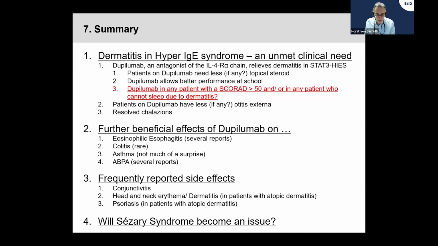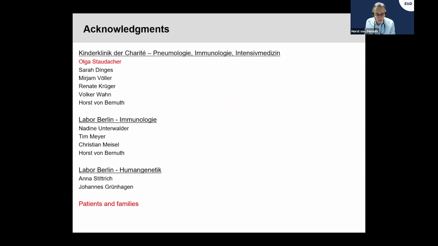There are further beneficial effects of dupilumab which I did not discuss due to time restraints. There are the frequently reported side effects, and I think we have to follow up on the issue of Sézary syndrome. And I would like to thank all my colleagues in the outpatient clinic and you for your attention. Thank you very much.